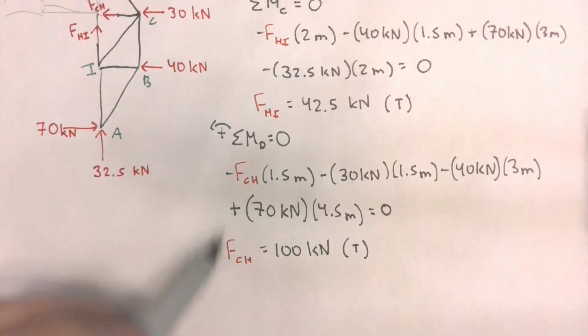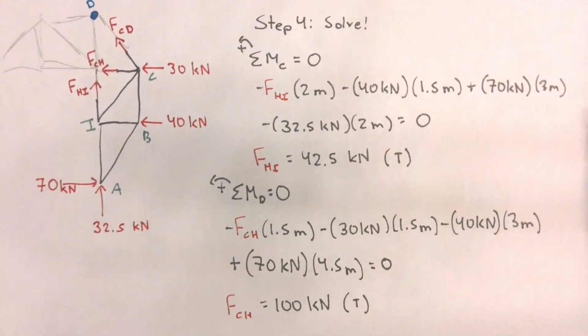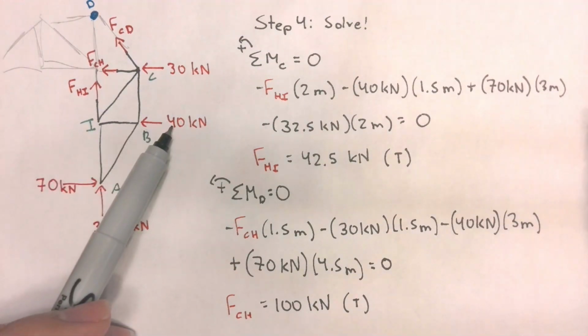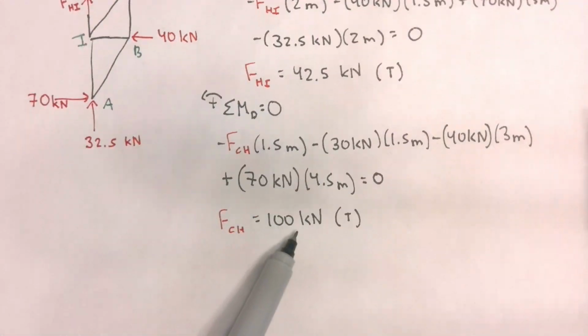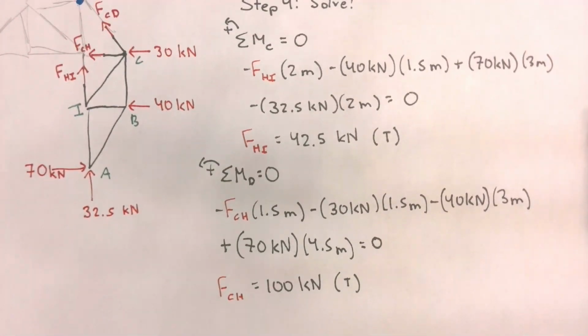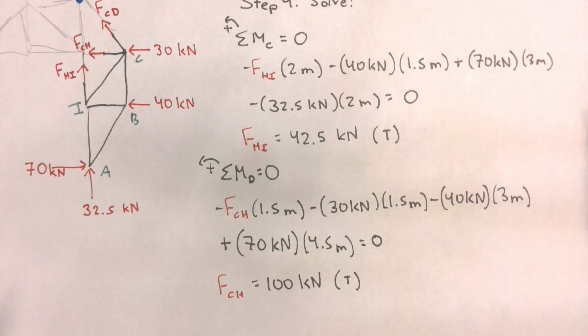Now you don't have to go through all this for this specific problem. You can just take your sum of forces in the x direction. You'll get positive 70, negative 40, negative 30, negative CH, and then solve for CH. You'll still get 100 kilonewtons. Okay. So, any questions so far before we solve for that last force?